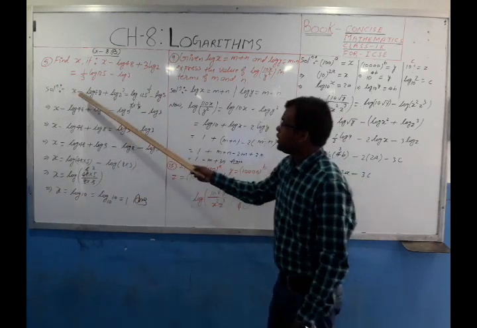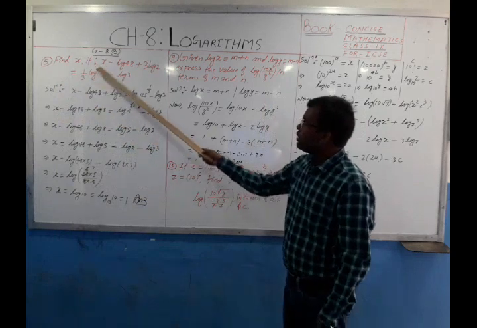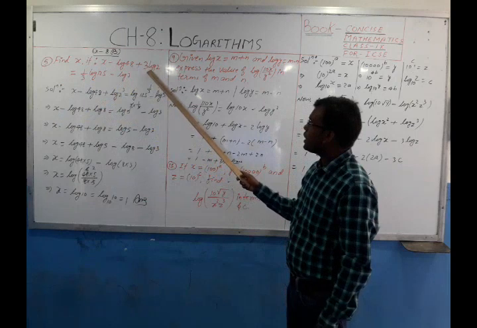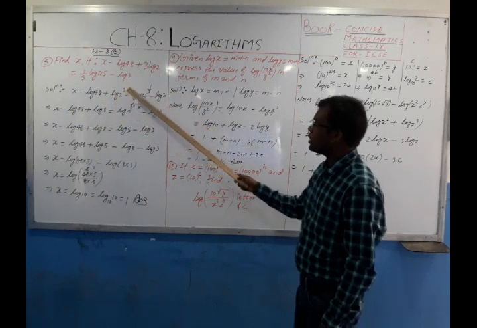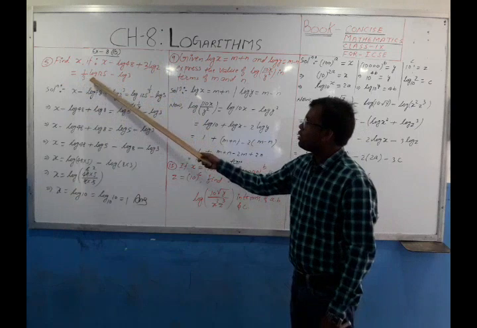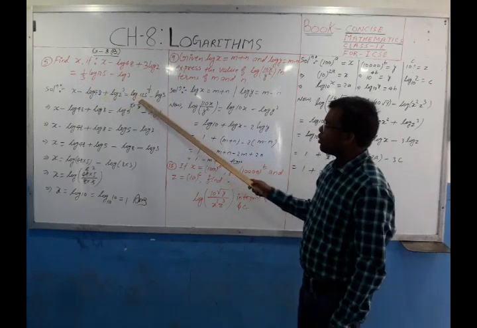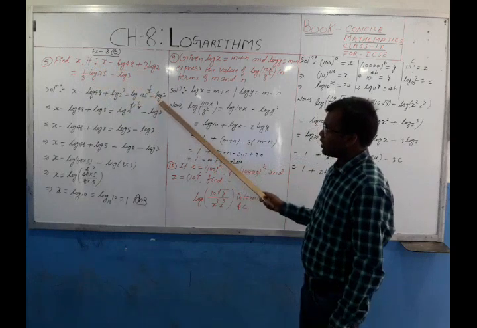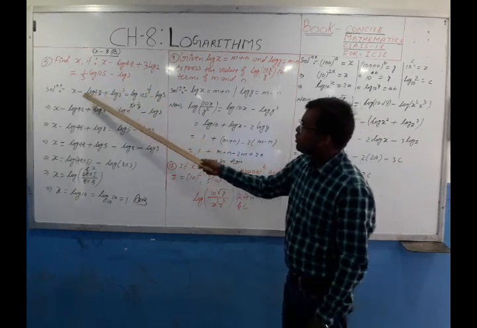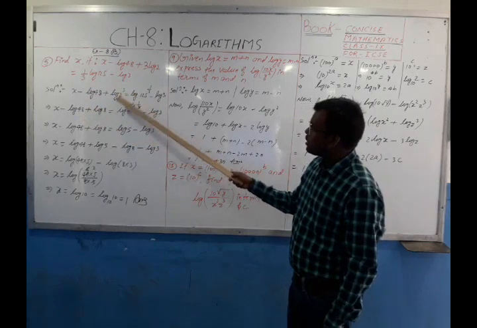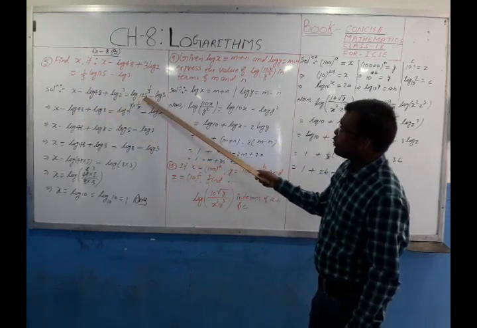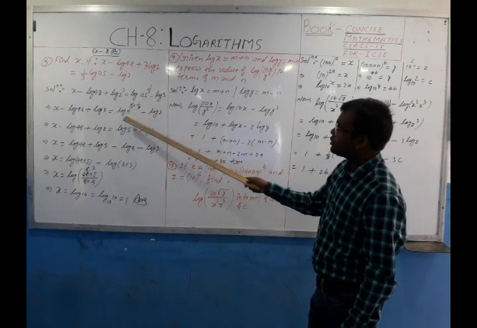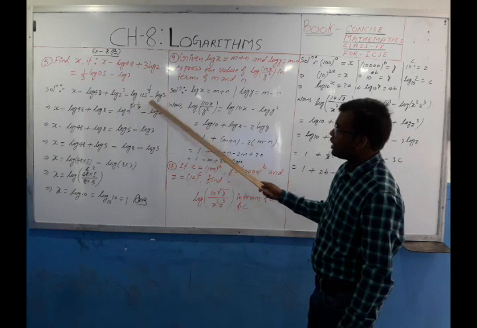So you may write x minus log 48 plus 3 log 2. 3 log 2 you may write as log 2 to the power 3, which is log 8. And 1 by 3 log 125 you may write as log 125 to the power 1 by 3, minus log 3. You can write 125 as 5 to the power 3, times 1 by 3, so the 3 will cancel out, only log 5 will remain, and here log 3.